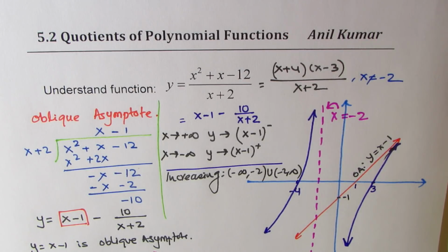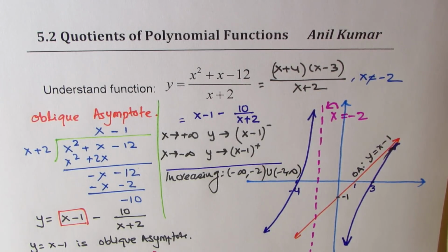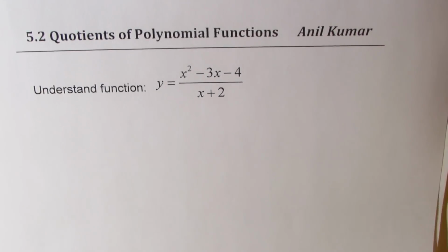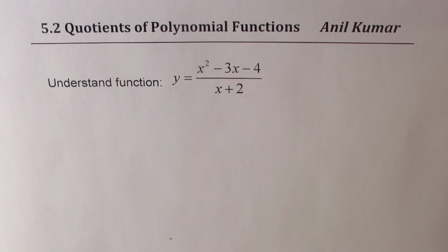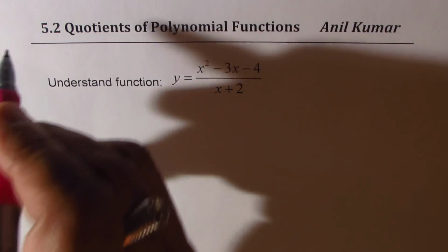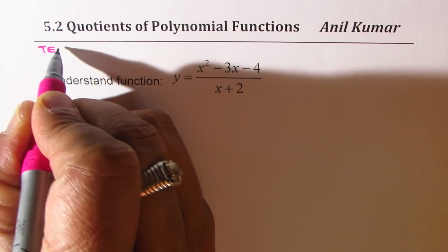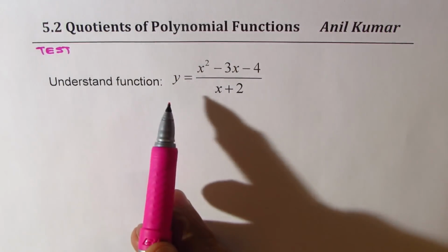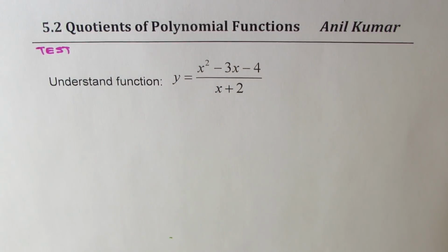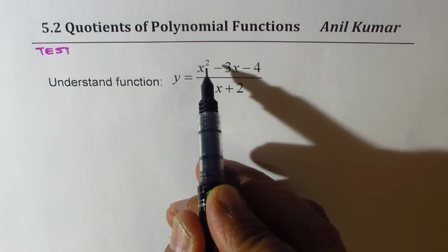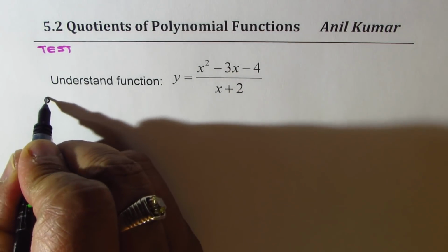Now I would like you to answer the last question yourself. Here is a similar one but with different numerator values, correct? For the last example, I'd like you to pause the video and take this as your test question. We're talking about y equals x squared minus 3x minus 4 divided by x plus 2. Clearly what we have here is a numerator one degree higher, so we have one oblique asymptote.